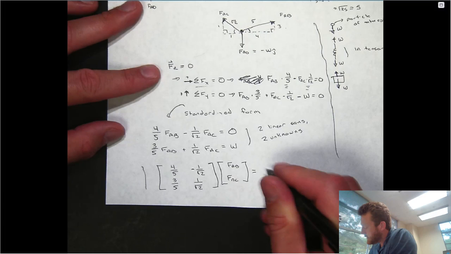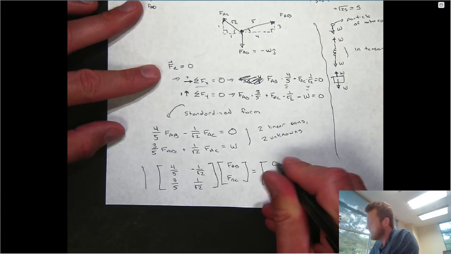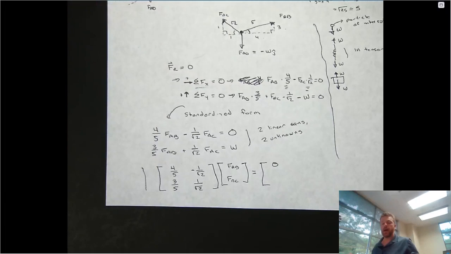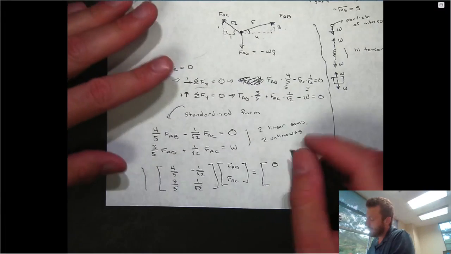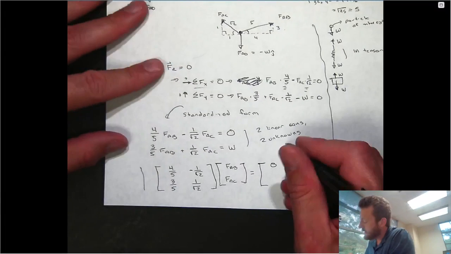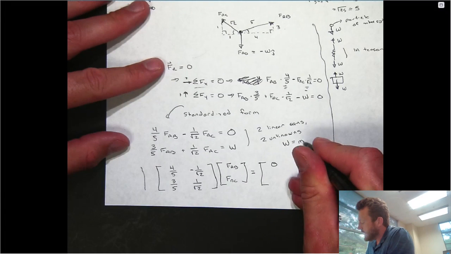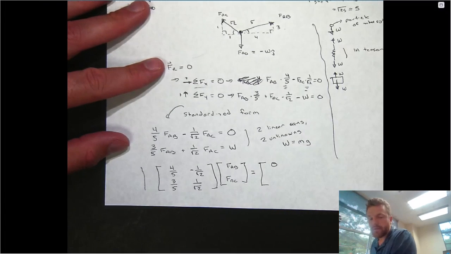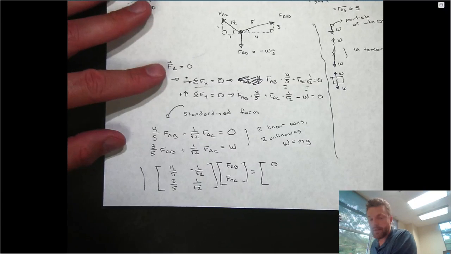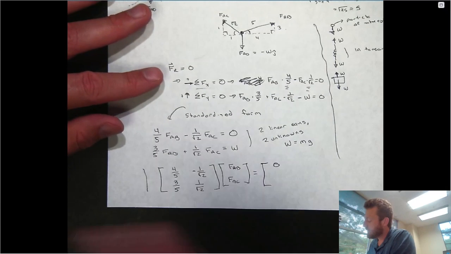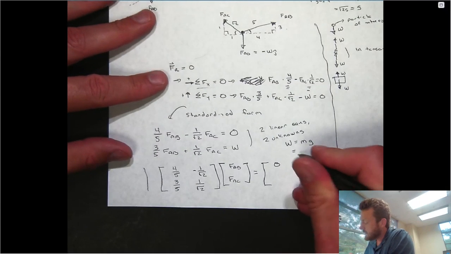And it's going to be equal to the constant term, which is going to be 0 and whatever the weight is. But rather than carrying the variable, the weight, around, I'm just going to actually compute what that weight is. We know the mass is 2. And in order to determine the weight, we're just going to multiply by the acceleration due to gravity, which, as we discussed in chapter 1, we're modeling as a constant here on Earth.